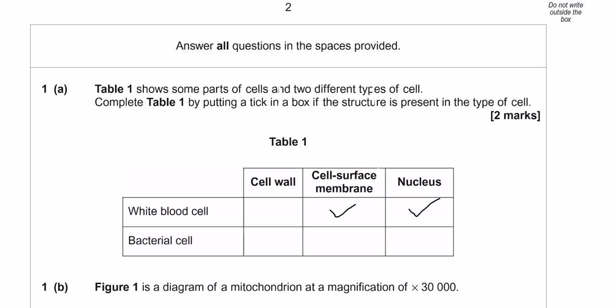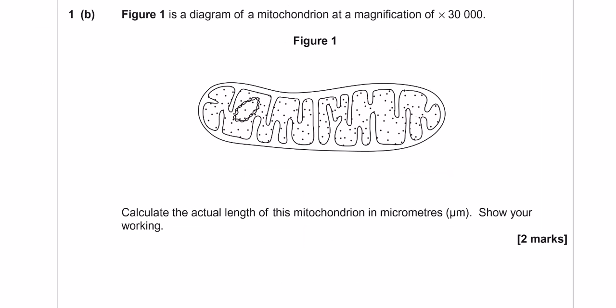A bacterial cell is a prokaryotic cell, so it does have a cell wall, okay, and it does have a cell surface membrane, but it doesn't have a nucleus. It has DNA, RNA material, but it's not in a nucleus.